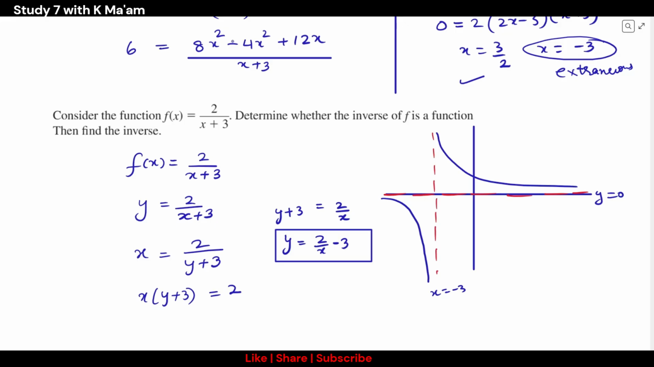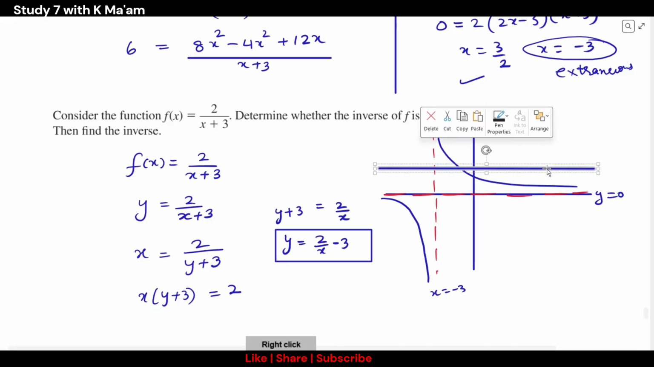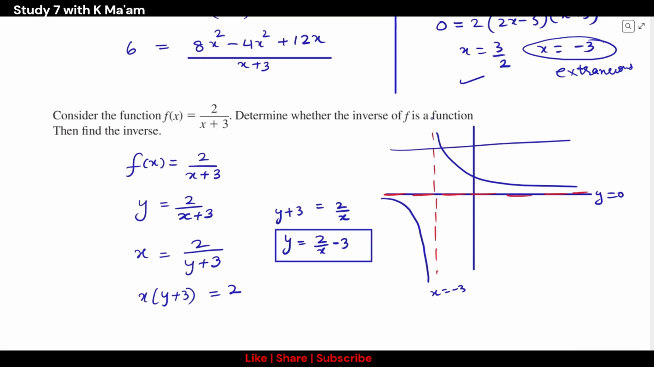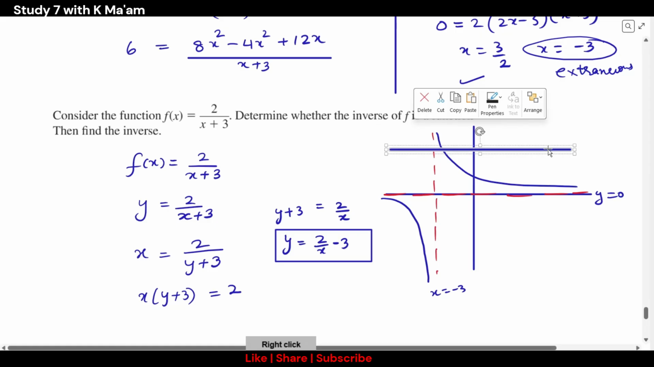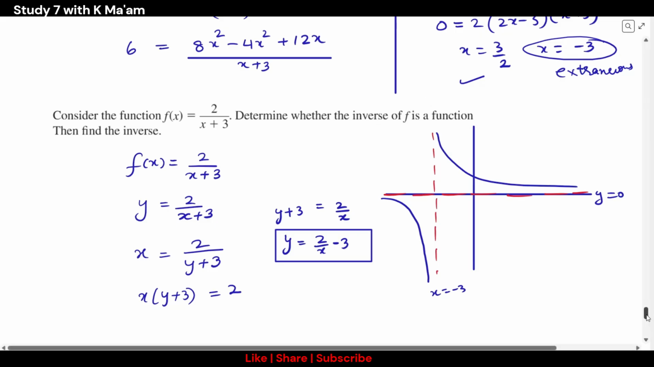How to check whether the function's inverse exists or not? If you draw a horizontal line and the horizontal line cuts the graph more than one time, then the inverse does not exist. But in our case, if we draw a horizontal line, it will cut the graph only one time. Therefore, this function has an inverse.